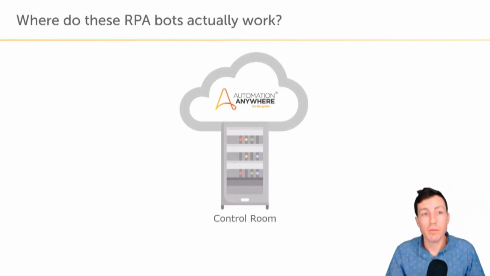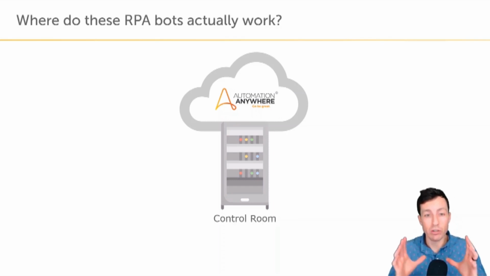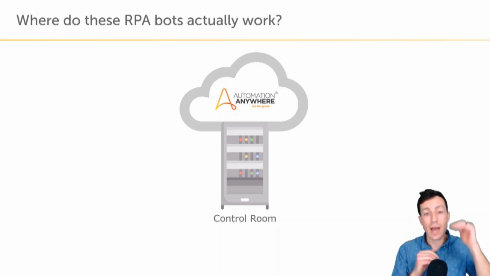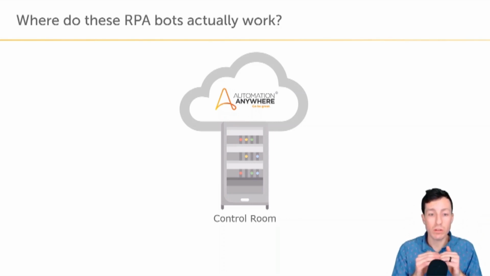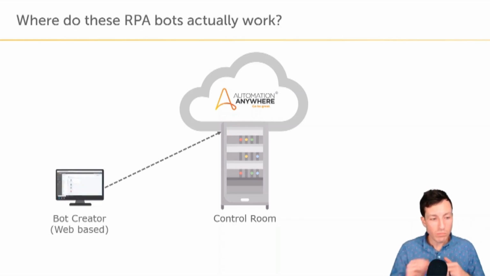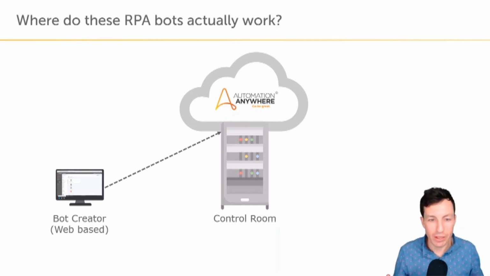The last thing I want to talk about is where these bots actually work. Now, with Automation Anywhere A2019 Enterprise, we have a control room. That control room is either in the cloud, which is going to be a very common scenario, or it's going to be locally installed on a server, right? So we have that option. We use what's called a bot creator, which is a web-based tool for allowing us to create those bots. So there's not a heavy installation. You just go to this website from any application, from any computer, and then you can start developing those bots.